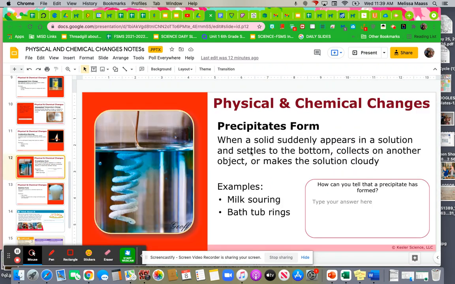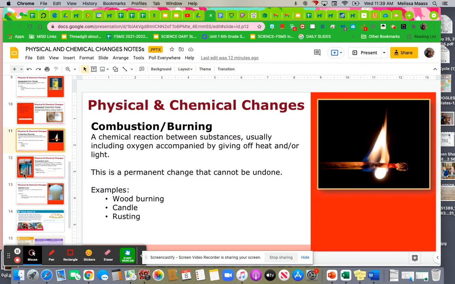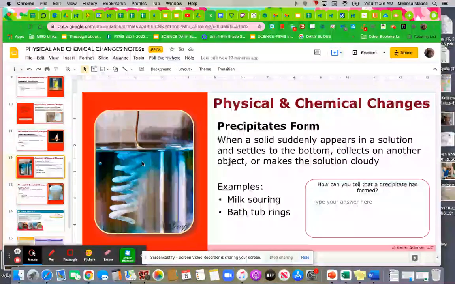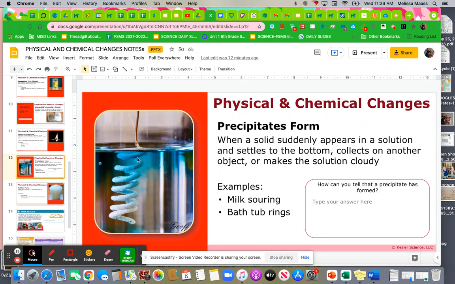Chemical changes again, we're going to have that precipitate. I mentioned this in the other picture. In this one here, they put in this little rod thing and it had something on it, but this liquid, I think they went ahead and put dye in it. Not positive because it's just a picture. But this is when a solid appears in a solution. Okay, so a solid appears in a solution. So again, it's a solid that suddenly appears.